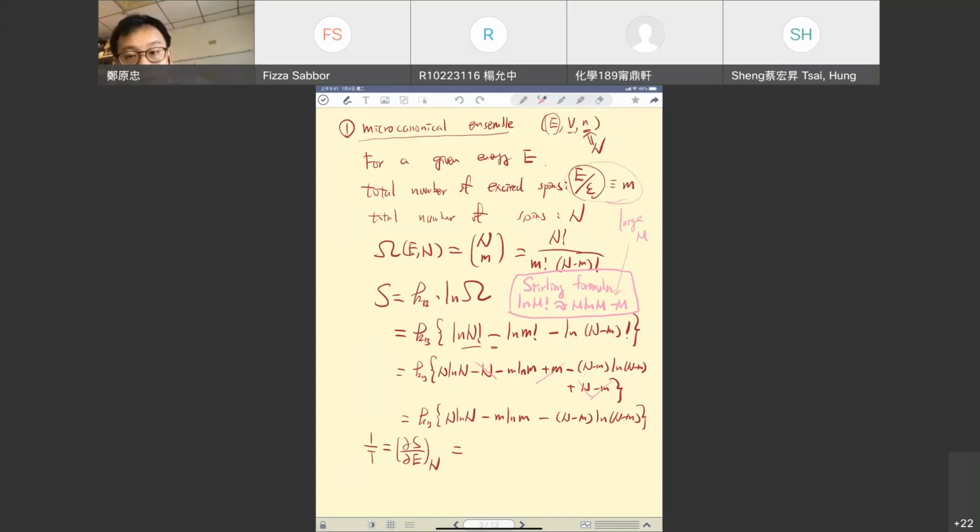We have this. So E is m epsilon. So partial E actually is epsilon, and epsilon is a constant, times partial m. So this will be 1 over epsilon. This partial E here, you have an epsilon m. Epsilon is constant. So you have partial S, partial m, at fixed n. So we know how to do this here, right?